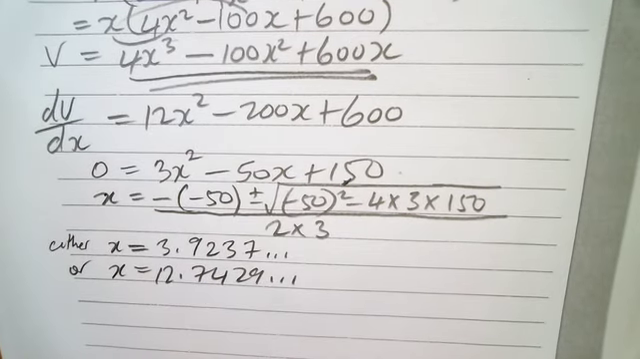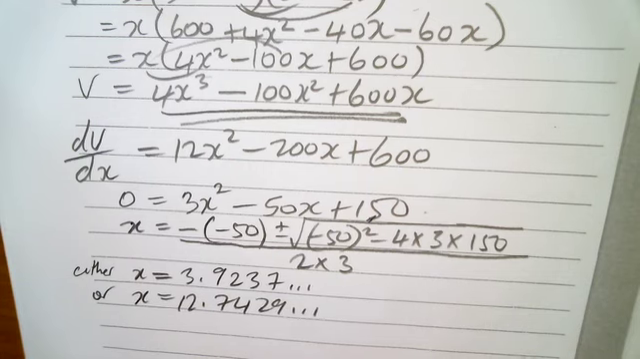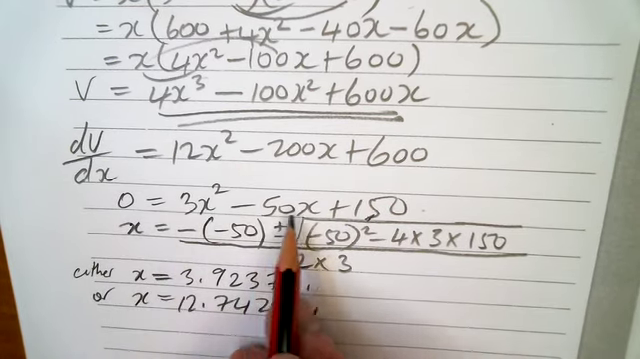Now, of course, we have two values. So we want to basically confirm that one of them is a maximum and one of them's not. So let's go ahead and take the second derivative. We've got the first derivative is this thing here.